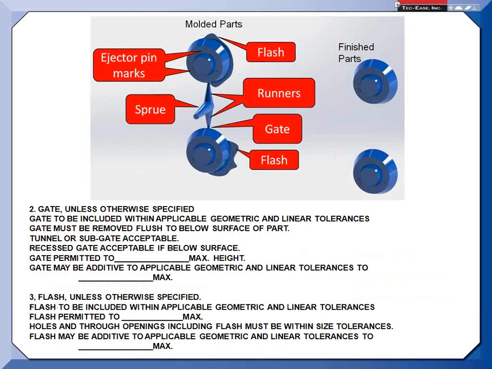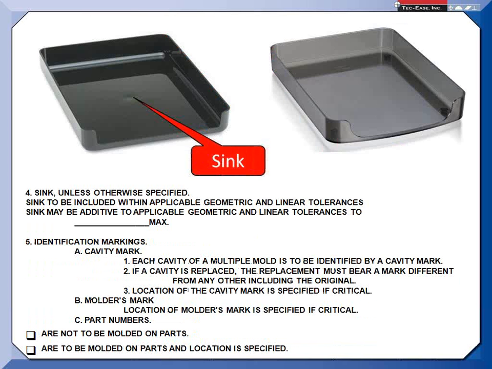Another one is flash, and flash and gate, both of those. I'm illustrating some flash here around the part. There's the finished part, and the gate where the runner connects to your part. And once again, it's really nice if there's some sort of a note that tells me whether the gate has to be within the stated tolerances, or if it can be additive, and if it can be additive, how much. The same with flash. And another real common one is sink. So some sort of a note about sink, because you're going to often get it.